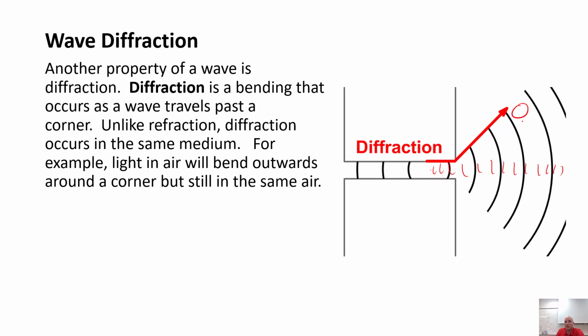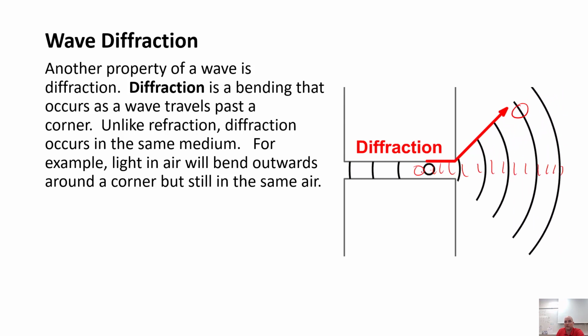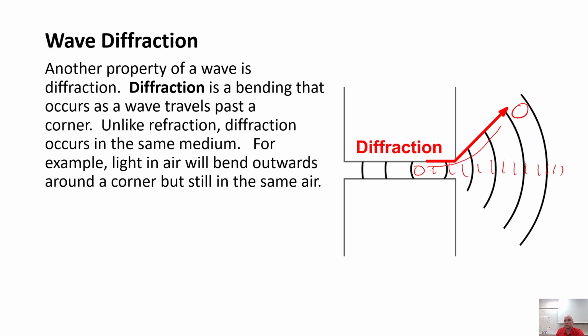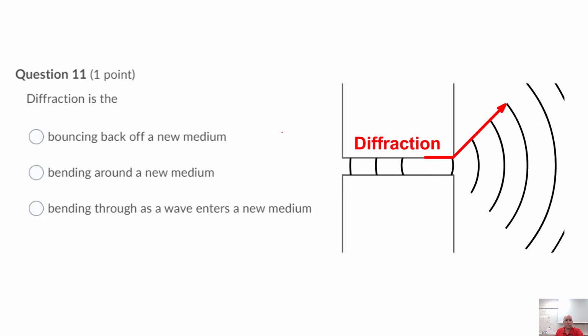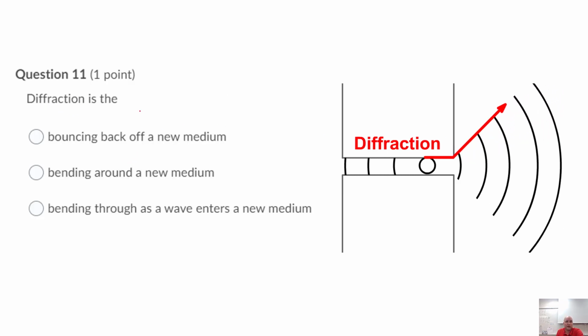But someone over here can actually hear another person if they were speaking over here because of this bending, because of this diffraction that occurs. This is bending around a corner. So answer the question. Diffraction is the what?